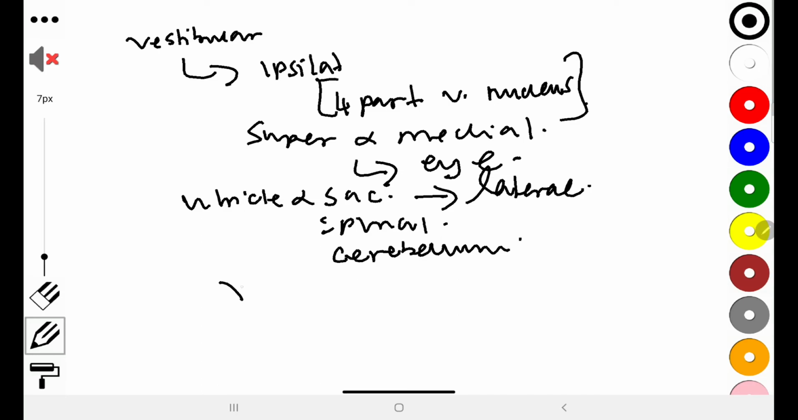After this, you have an involvement of the thalamus. Fibers project to the thalamus, and from the thalamus they then go to the primary somatosensory cortex. So ensure that these are studied.